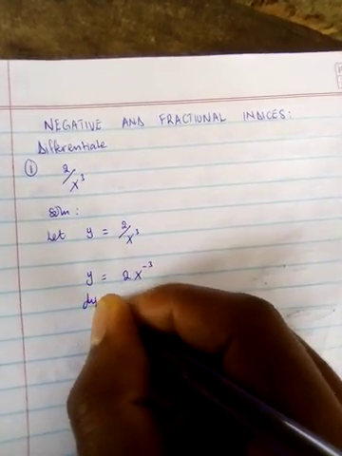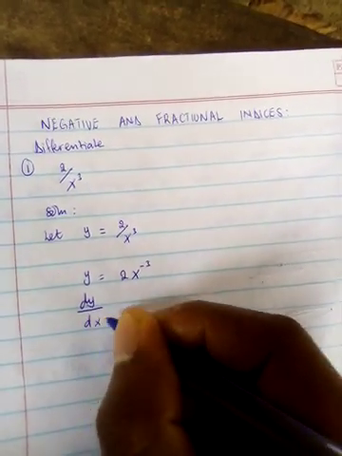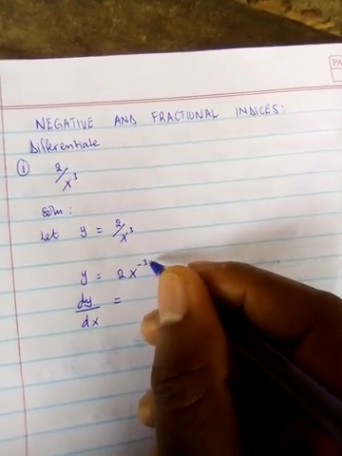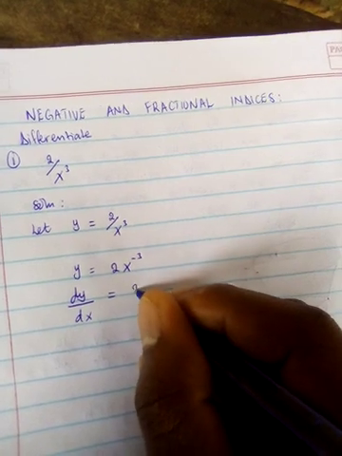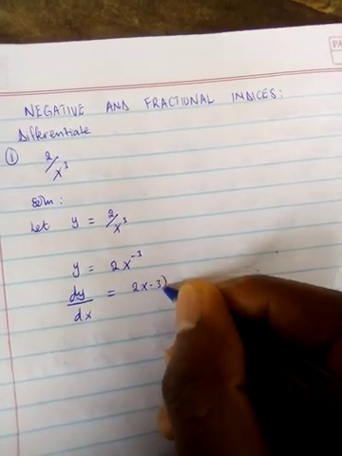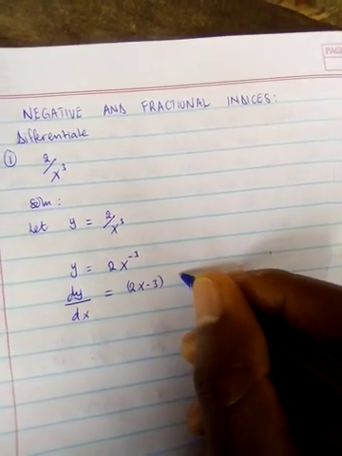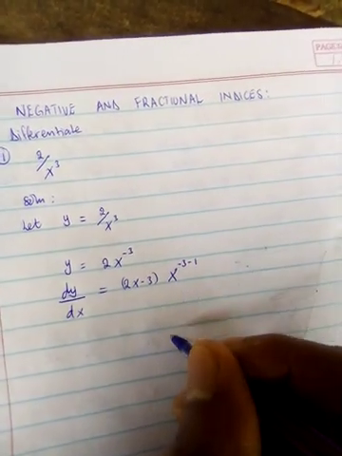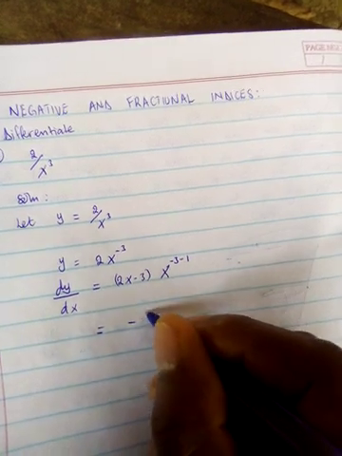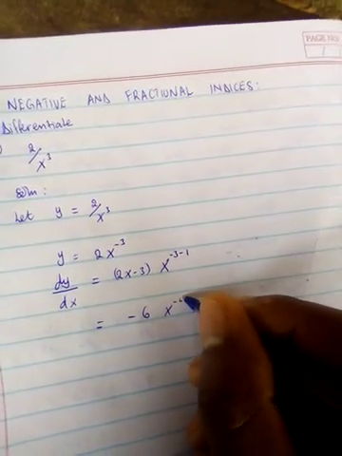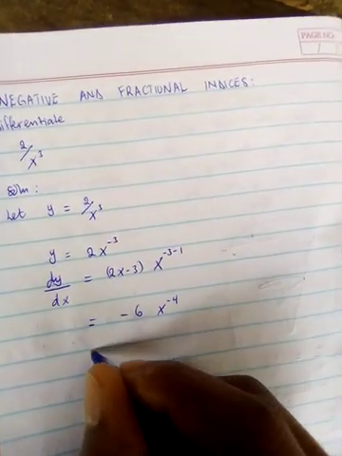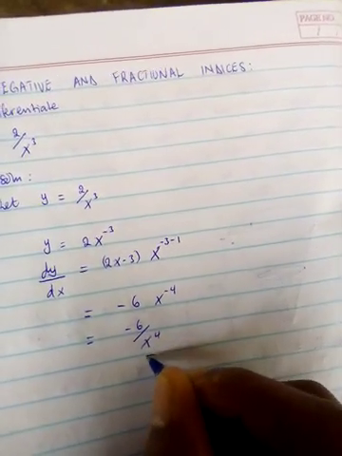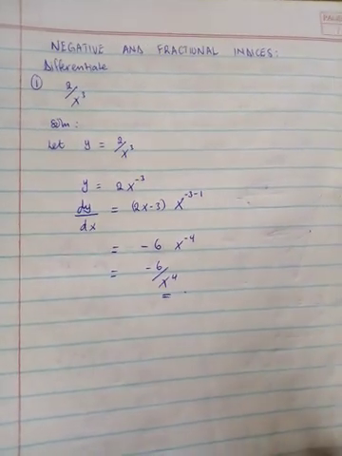So my dy/dx will equal, I differentiate this term. How do I differentiate it? The rule says lower down the power, so it is 2 multiplied by negative 3. Then reduce the power by 1: x to the power negative 3 minus 1 gives negative 6x to the power negative 4, so we can bring the 4 back down. So this is negative 6 out of x to the power positive 4. It is as simple as that.